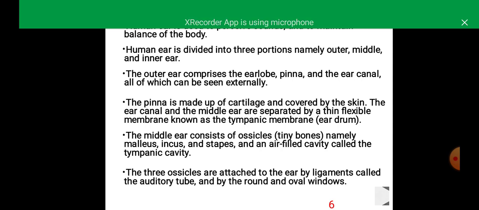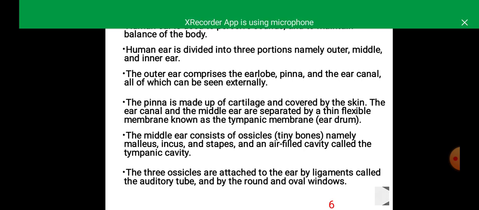The human ear is divided into three portions, namely the outer ear, the middle ear, and the inner ear. The outer ear comprises the earlobe, the pinna, that means the external ear, and the ear canal, all of which can be seen externally, while the pinna is made up of cartilage. When we say cartilage, it means the soft bone, which we call gurunguzu in Hausa, and it is covered by the skin.